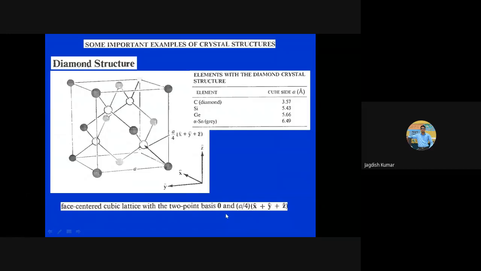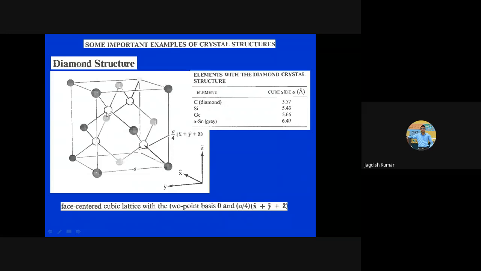For the diamond structure, the basis is diatomic, meaning you have two atoms associated with each lattice point. One atom is already placed at 0, 0, 0. The second atom is placed at 1 by 4, which is 0.25A, 0.25A, 0.25A, that is A by 4 times (x cap plus y cap plus z cap). So this second atom has a coordinate of 0.25, 0.25, 0.25 in the cubic unit cell.